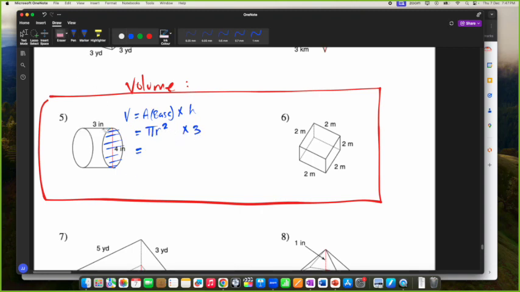Remember, you see here, they didn't give you r. They give you the diameter is 4. So r will be half of 4, which is 2. So pi times 2 squared times 3. 2 2s are 4, 4 3s are 12. 12 times 3.14 works out to be about 37.68 inches cubed.